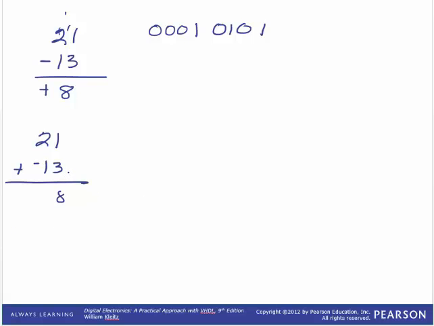So we need to find out what negative 13 is. To do that, we first find out what 13 is. So 13 is 1, 1, 0, 1. This is 13. This is the number plus 13. And we have to find the 2's complement of it. So, complement, that's what we have to do. So this is the number 13.